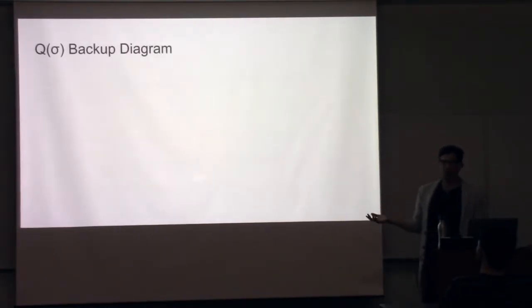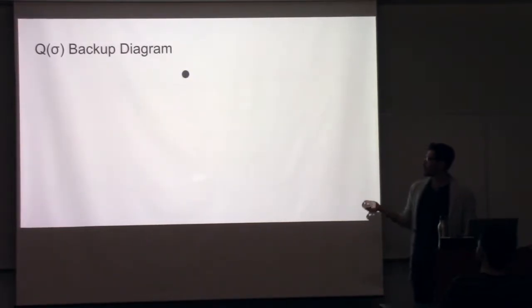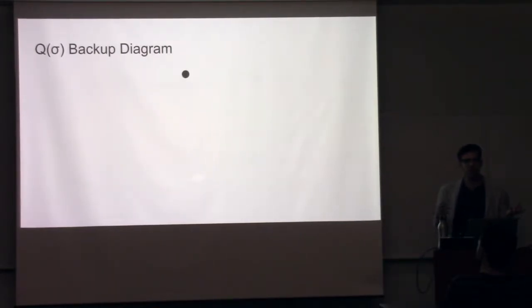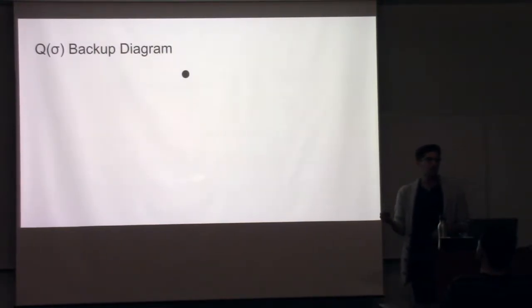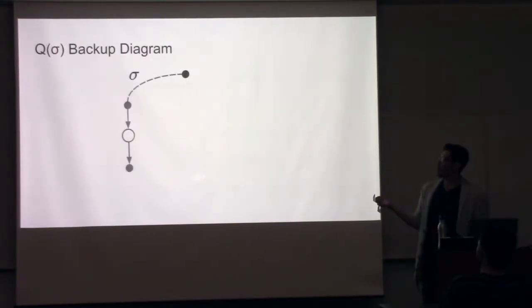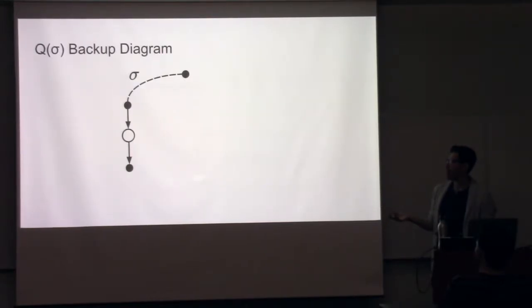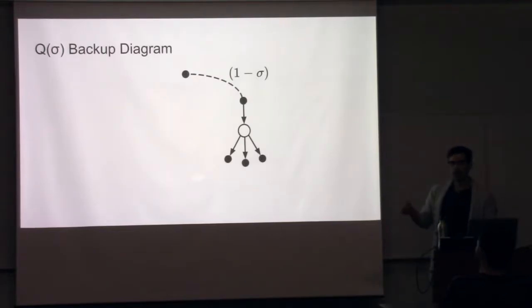Now, how does the backup diagram for Q sigma look? Well, we start with our initial state-action pair. Remember, Q sigma unifies both Sarsa and expected Sarsa, and the parameter sigma lets us choose whether to do one or the other. If sigma equals 1, we just go down the Sarsa path and compute the Sarsa backup update. If sigma equals 0, we go down the expected Sarsa path and compute that update.